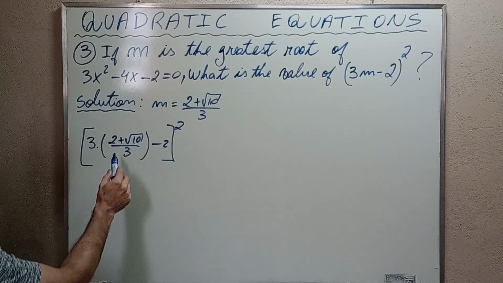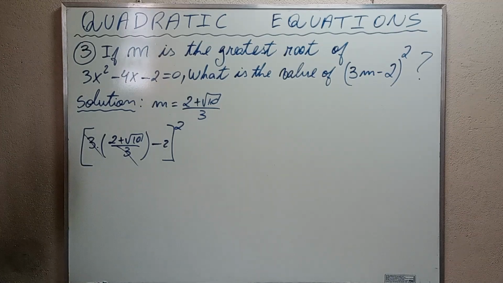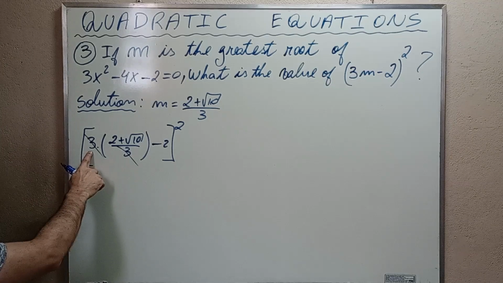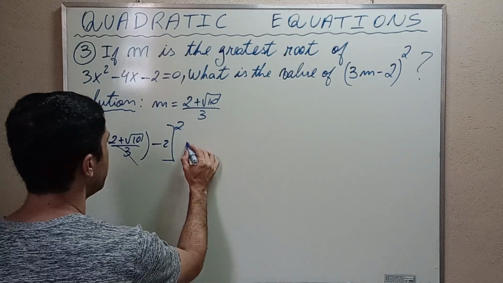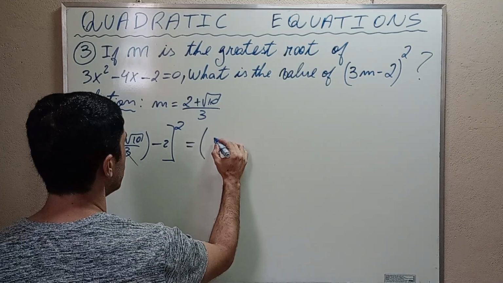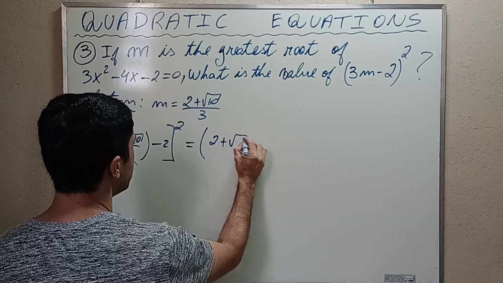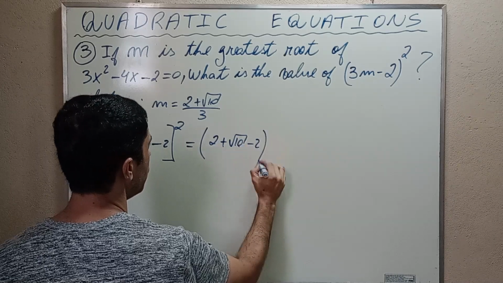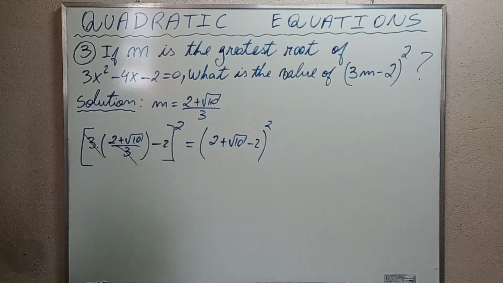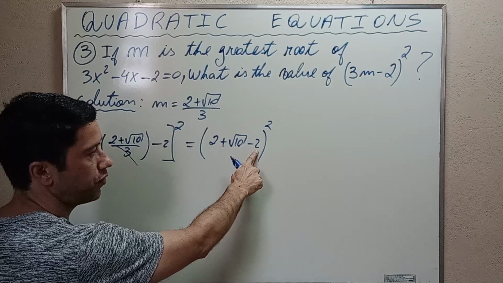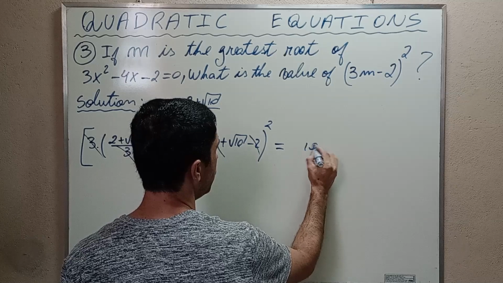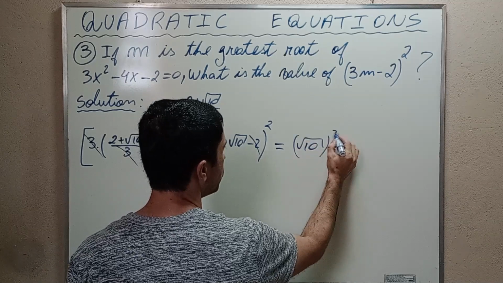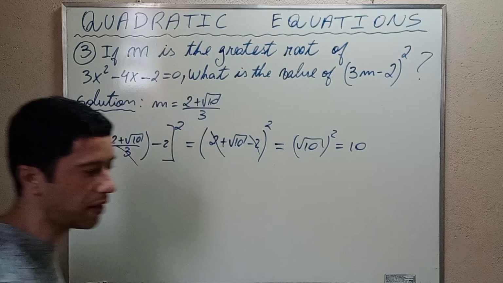We can simply cancel these here, okay? Because it is the same number multiplying and dividing, and we find that it is equal to 2 plus the square root of 10 minus 2, and this squared. Observe that 2 cancels with negative 2, okay? And this is equal to the square root of 10 squared, and this is equal to 10, okay?